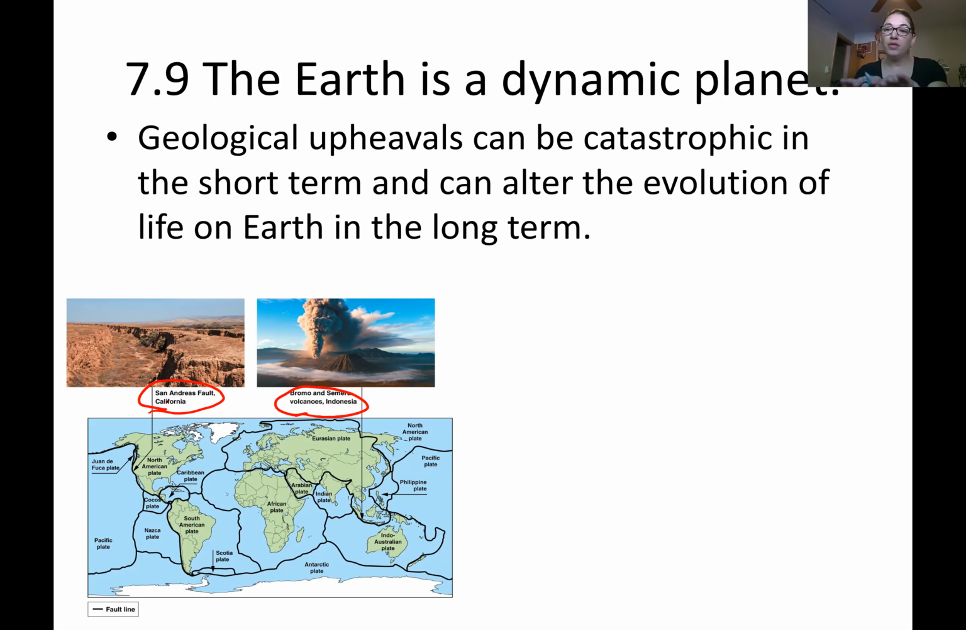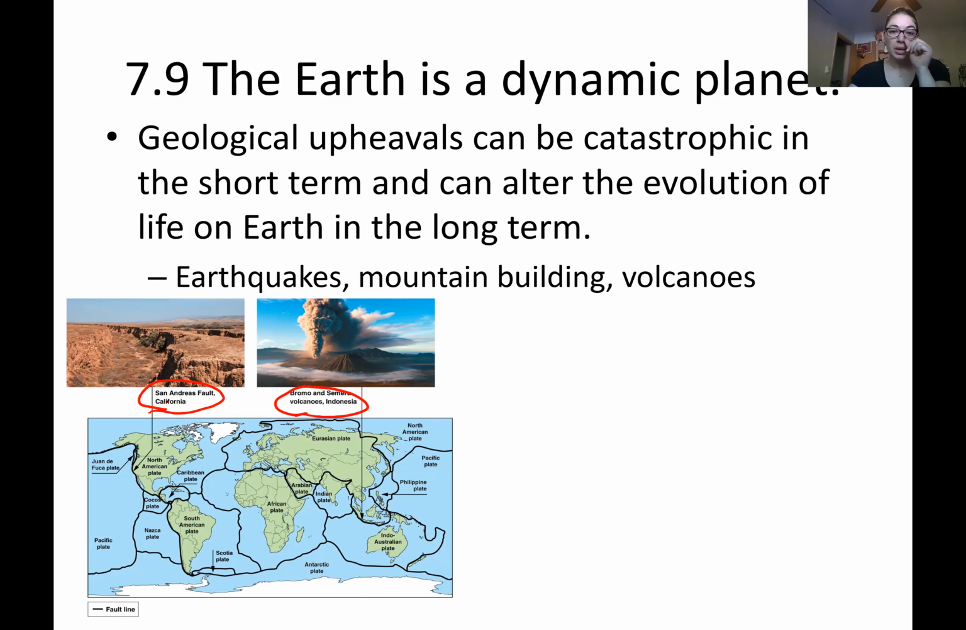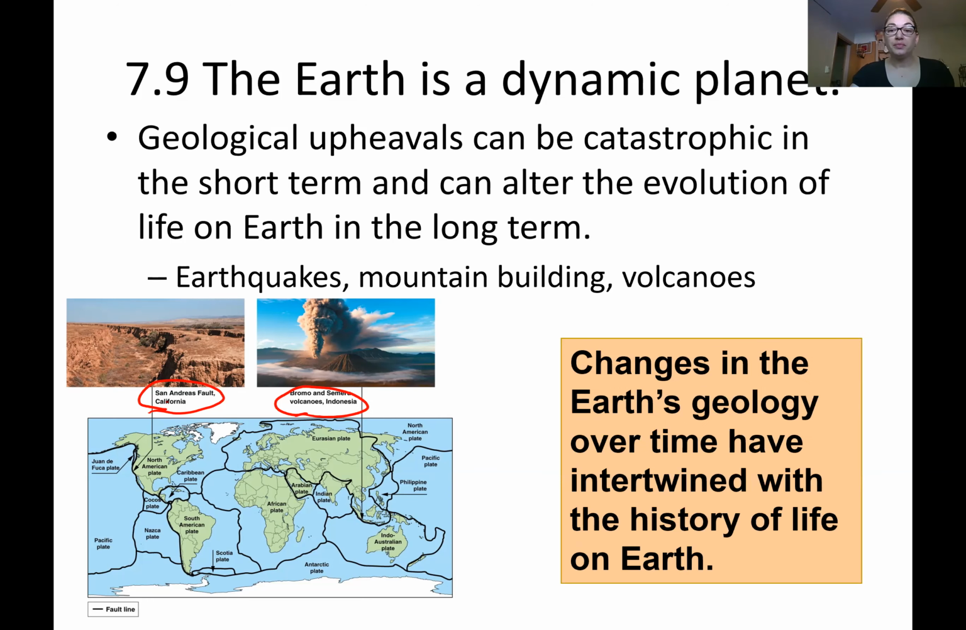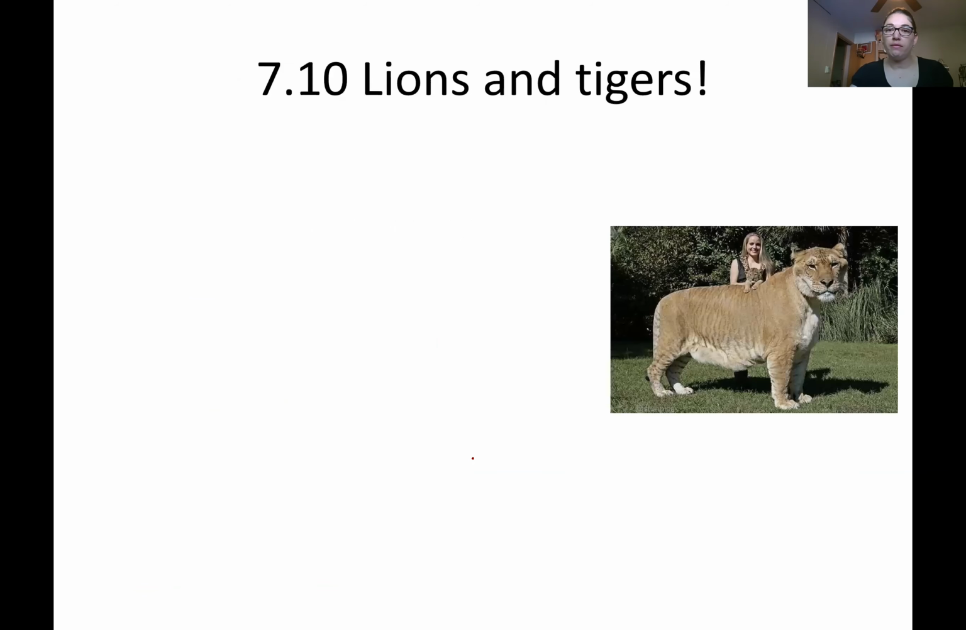But when you have those two tectonic plates rub against each other, that's what's causing an earthquake, and it can lead to very big destruction. Volcanoes, on the other hand, can occur when plates rub together or push into each other, which can lead to mass extinctions and building mountains. Okay. In this picture down here of the globe, the black lines represent the tectonic plates. So there are different plates in different regions. Okay, so changes in Earth's geology over time have been intertwined with the history of life on Earth.